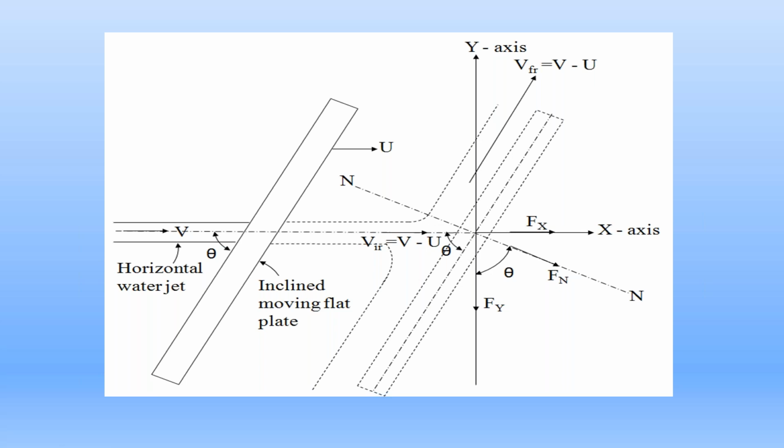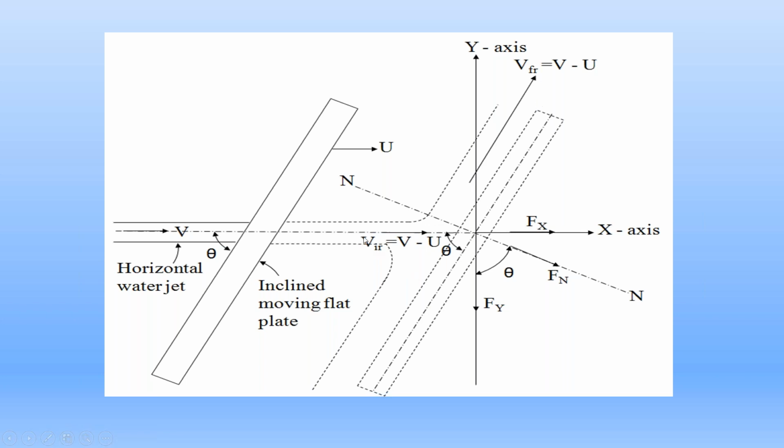Then the final relative velocity of the water jet, VFR, the final relative velocity, is V minus U. That final relative velocity is in the direction of the flat plate, on the surface of the flat plate in the inclined direction. So this is the direction of the final relative velocity of the water jet. Initial relative velocity horizontal, final relative velocity inclined.